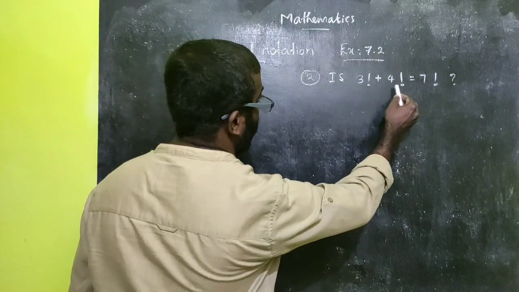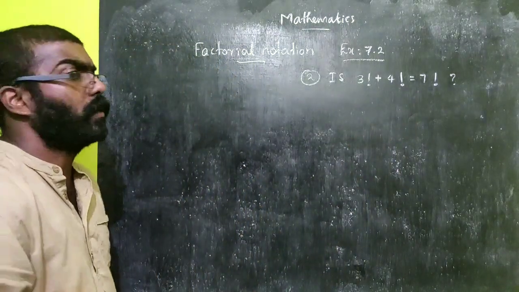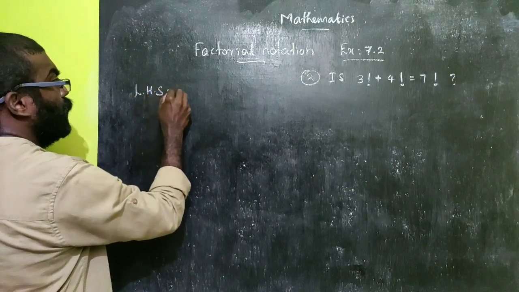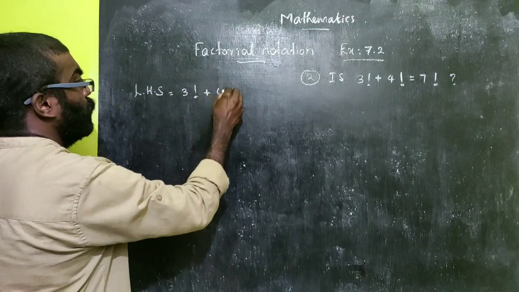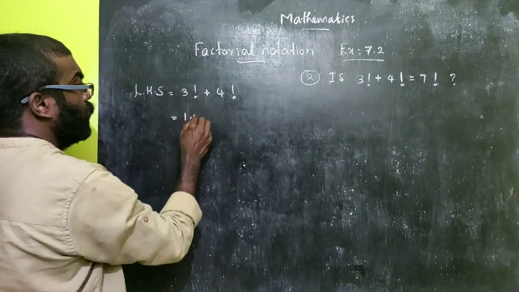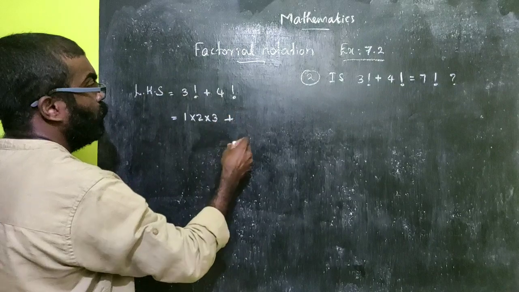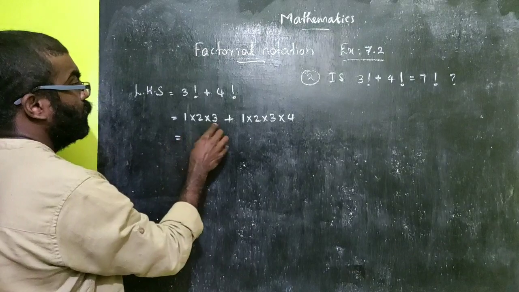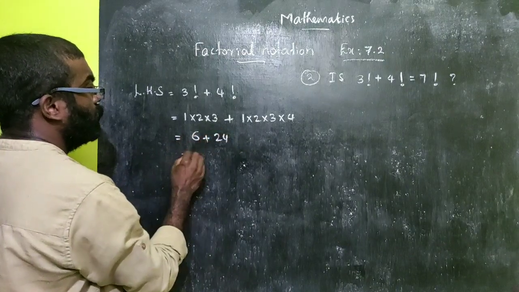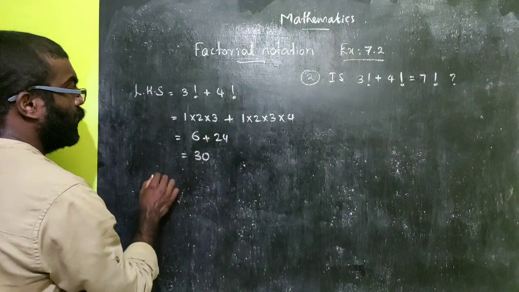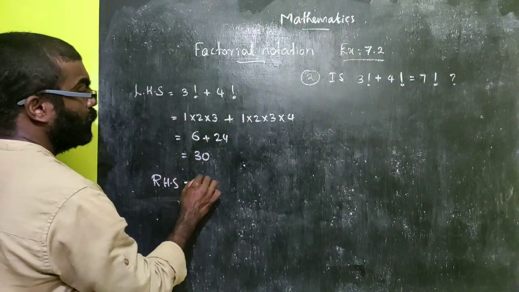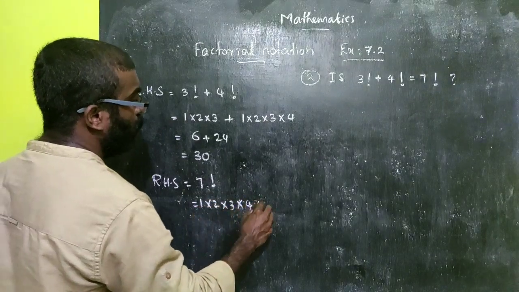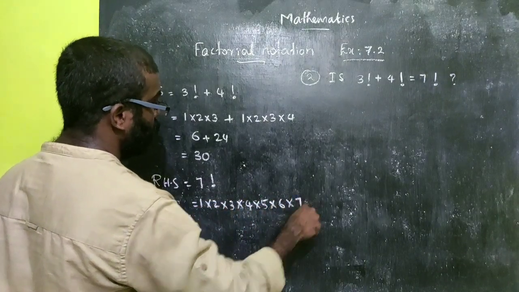Is 3 factorial plus 4 factorial equal to 7 factorial? So we can consider the LHS and RHS part separately. Here LHS is 3 factorial plus 4 factorial. So 3 factorial is 1 into 2 into 3. 4 factorial 1 into 2 into 3 into 4. So 6 plus 24, which gives 30. And take the RHS part. 7 factorial. That is 1 into 2 into 3 into 4 into 5 into 6 into 7.